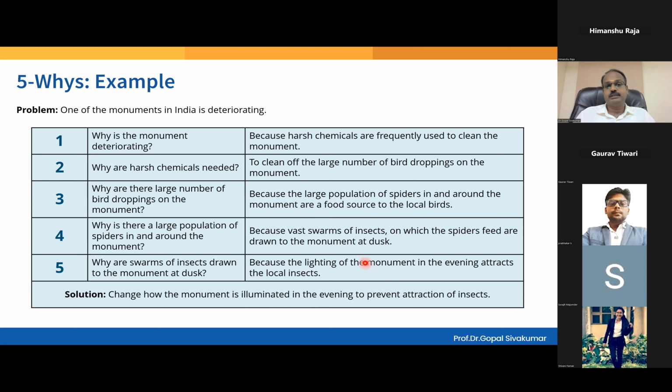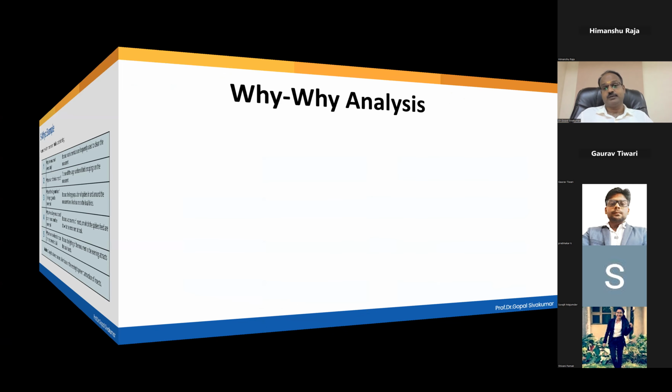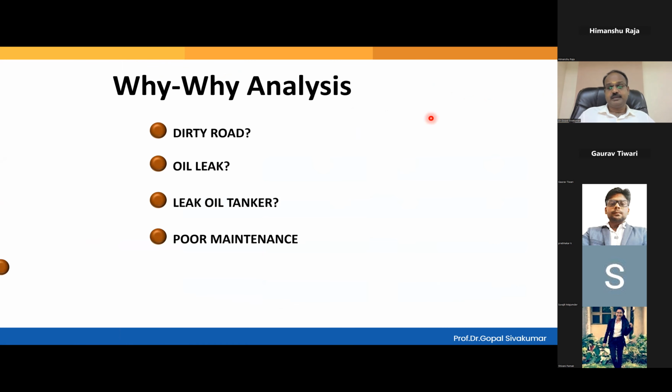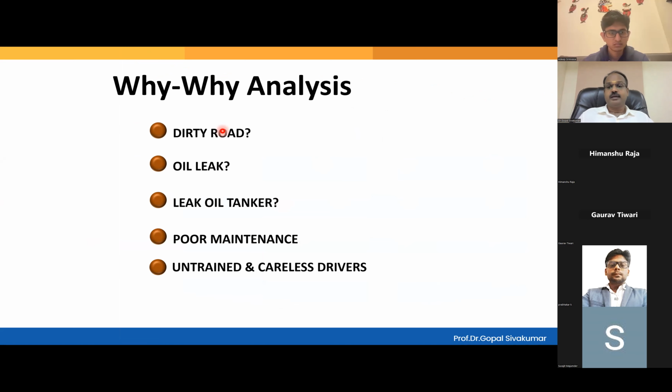Look at the way the thinking has changed because of the Why-Why analysis. This is also a very, very powerful tool. And similarly, another scenario, you can easily understand by reading the lines here. The campus, the factory roads are always dirty. We normally think that if the roads are dirty, the housekeeping is not functioning properly, isn't it? Either we think that the housekeeping is not functioning properly or the housekeeping staff are not sufficient, so we may have to hire. So this is what we normally think.